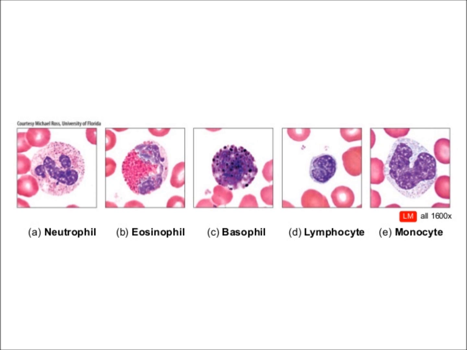A and C's. How do I calculate an A and C? Bands plus segs is going to give me my relative percentage. And I'm going to take that, convert it to a decimal, and multiply it by my white count. That's how I calculate my A and C. How do I tell the difference between a relative neutrophilia and an absolute neutrophilia? Absolute, my ANC is greater than 8. How do I tell if I have a relative neutrophilia?